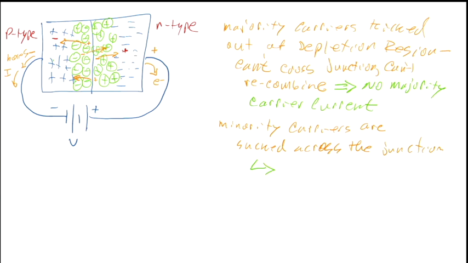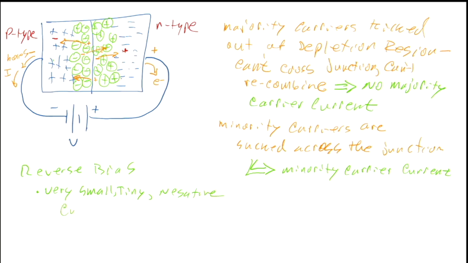So therefore, we have minority carrier current. And that's all we have is the minority carrier current. We call this reverse bias. And we have a very small, tiny negative current. Does that make sense? It's negative.